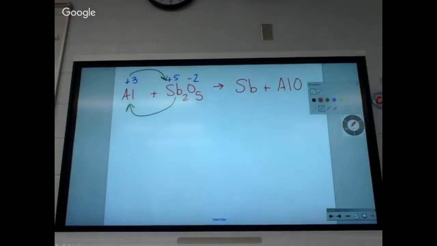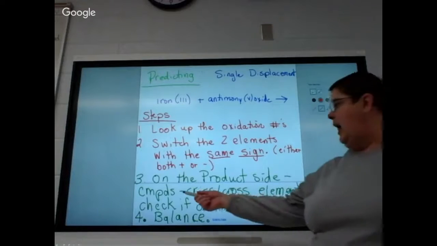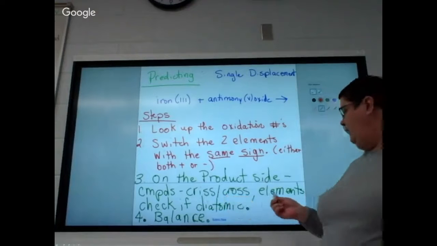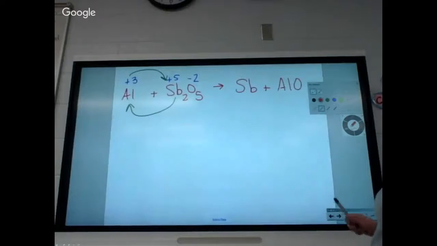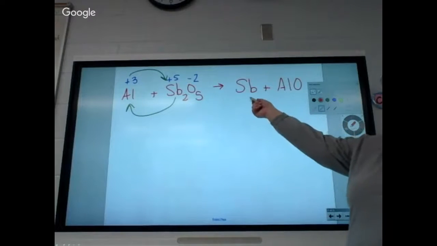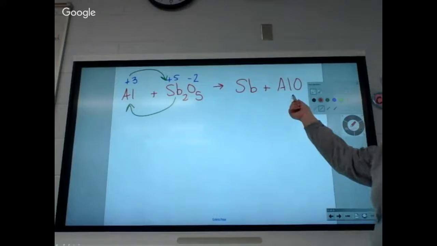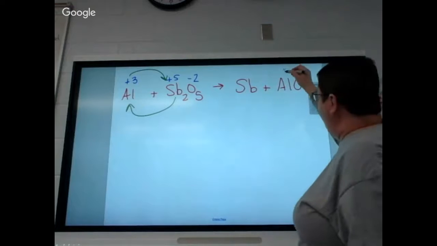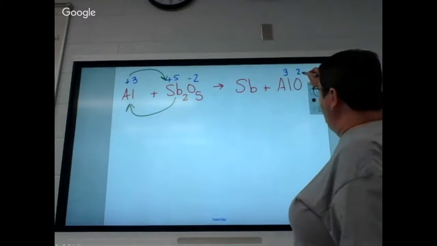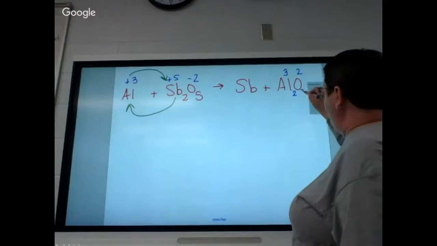Now, when you do your numbers, you do the same thing you just did over the weekend for the other side. Compounds do what? If they're elements, you check to see if they're what? Diatomic. So when you come back over here, is antimony one of the 7 diatomics? It gets nothing. So you take your oxidation numbers and you put them in. So aluminum had a 3, oxygen had a 2. So what do I do with those numbers? So 2 comes down, 3 comes down.